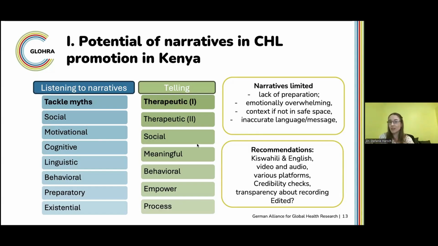We should do credibility checks in terms of what is said and how it is said. And we should be transparent about the recording, because often people expect that someone who spoke on TV or social media, they received a lot of money. So neighbors and family members also expect to get something from the share. So managing expectations and being transparent about it is also necessary in order to not put too much burden on people. And the question is whether you should edit it, or whether people should be well prepared and just sharing what you want them to share or what they want to share.